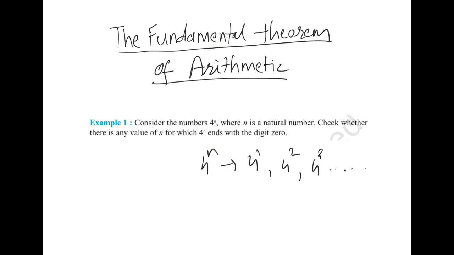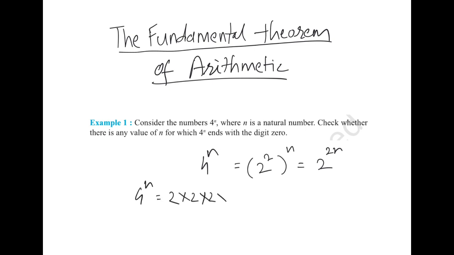If we use the fundamental theorem of arithmetic, we can see that this 4 raised to n can be expressed as 2 raised to 2 raised to n, which is nothing but 2 raised to 2n. So what this means is that 4 raised to n is basically 2 into 2 into 2 into 2, 2n times, and 2 is a prime. So as per the fundamental theorem of arithmetic, there is no other way of expressing 4 raised to n but 2 into 2 into 2 into 2. That is the only way in which 4 raised to n can be expressed.